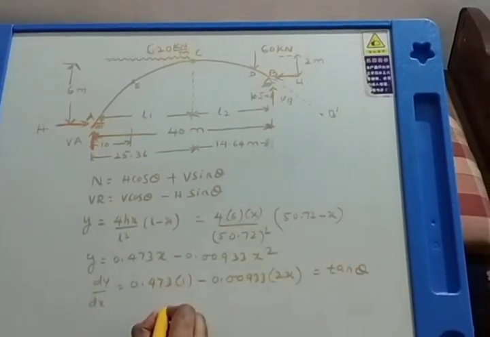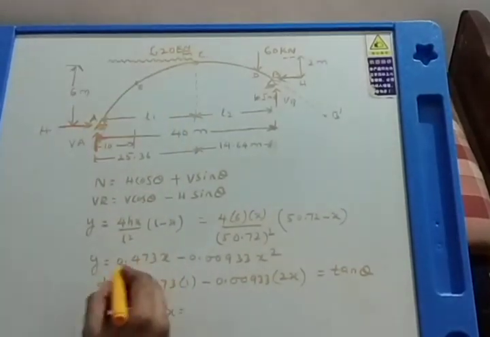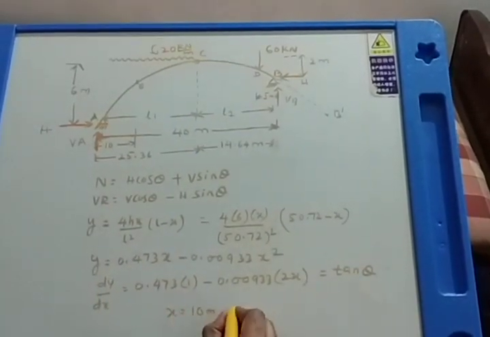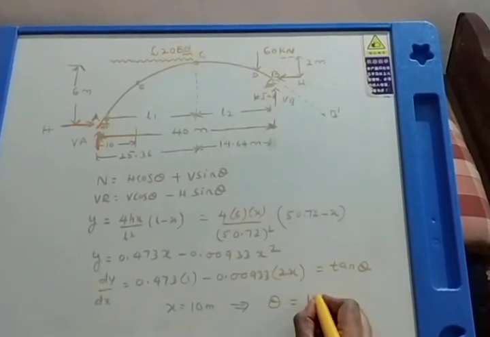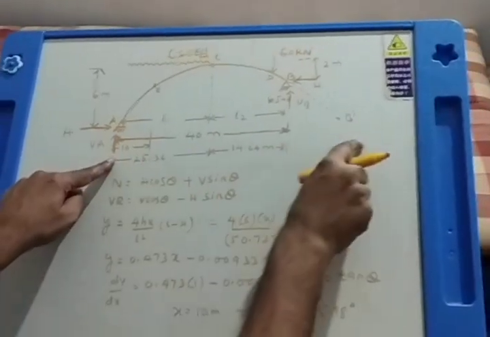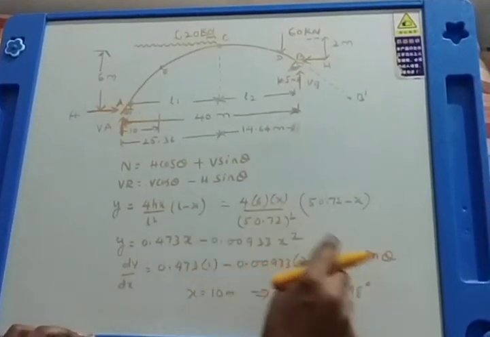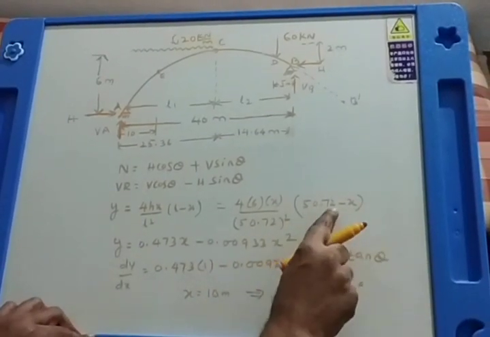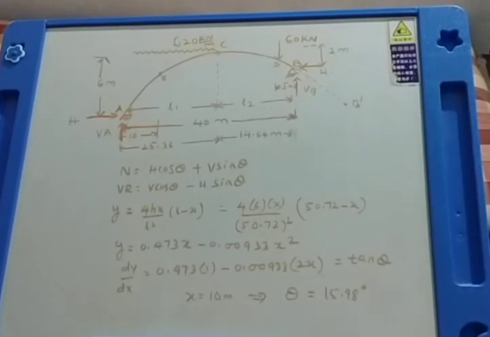Now you have to substitute the value of x to get theta at E. The value of x is 10 meters. So if you substitute, you are going to get the value of theta, which will be equal to 15.98 degrees. The only catch is you have to take L, which is equal to 25.36 into 2. That's what I have done here. L equal to 25.36 into 2, that is 50.72. So now we have found out the value of theta.